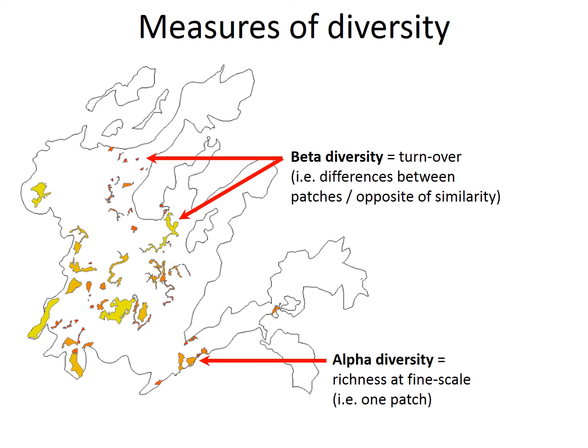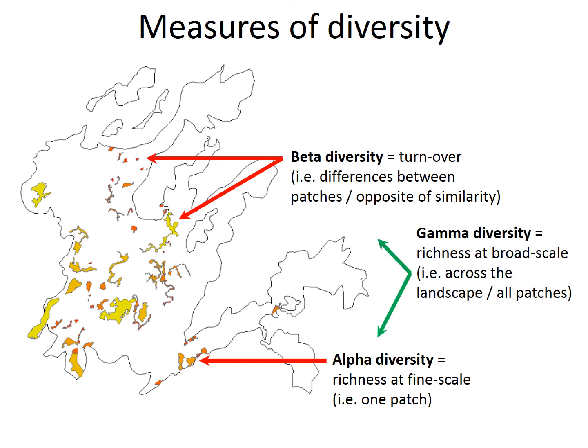Second, this is what we've been doing now, we've been thinking about beta diversity. The turnover or the difference in species composition between patches. This beta diversity is the opposite of similarity. Higher beta diversity means bigger differences in species composition between patches. And then at the broadest scale we have gamma diversity, which then is the richness across the whole landscape or across all of these patches. And again, we could estimate this also using species richness estimators.